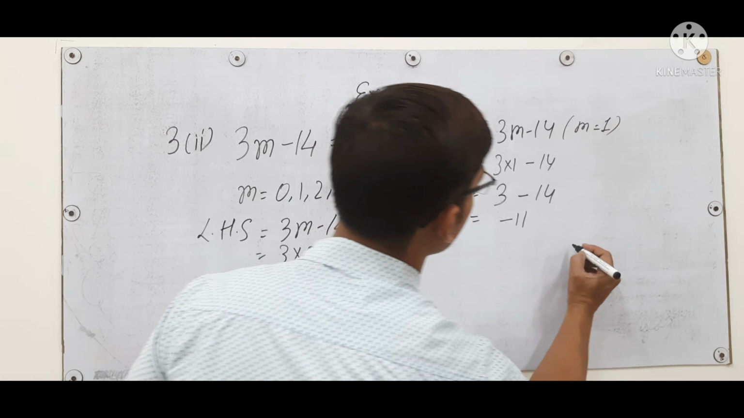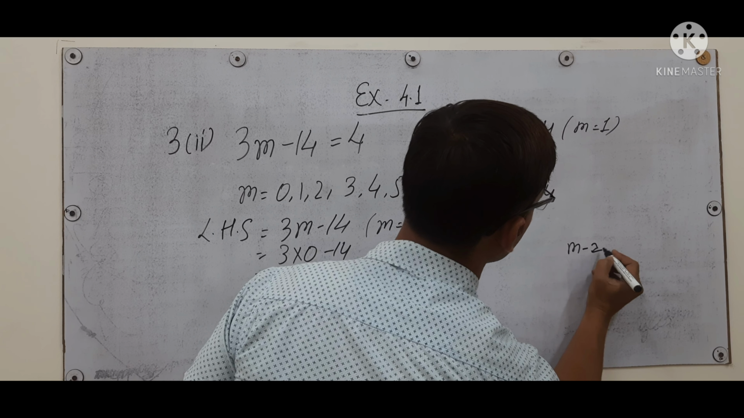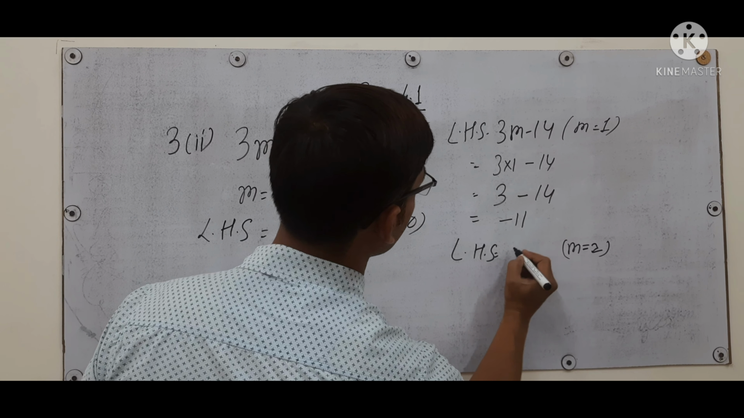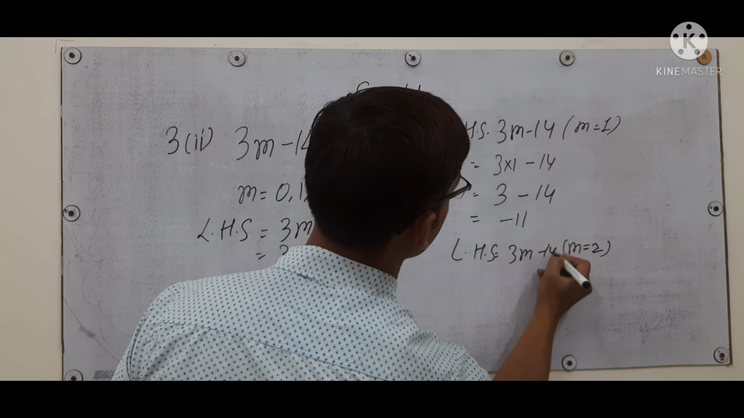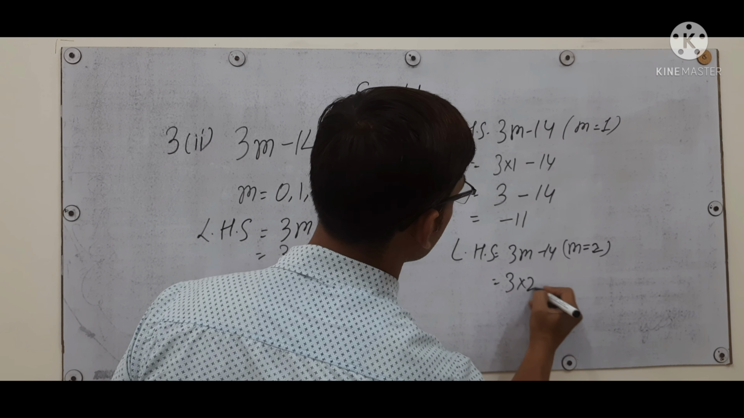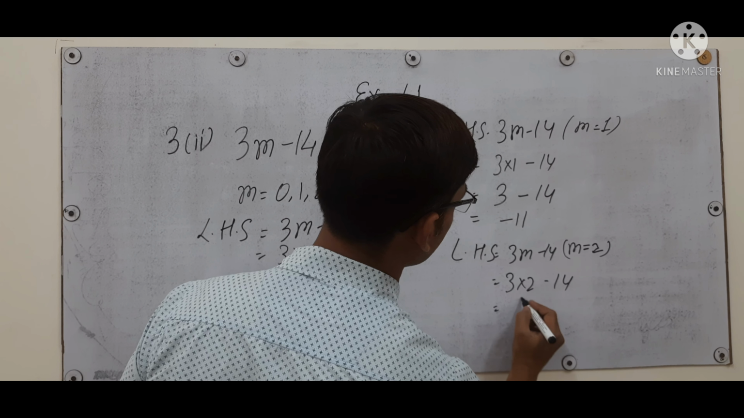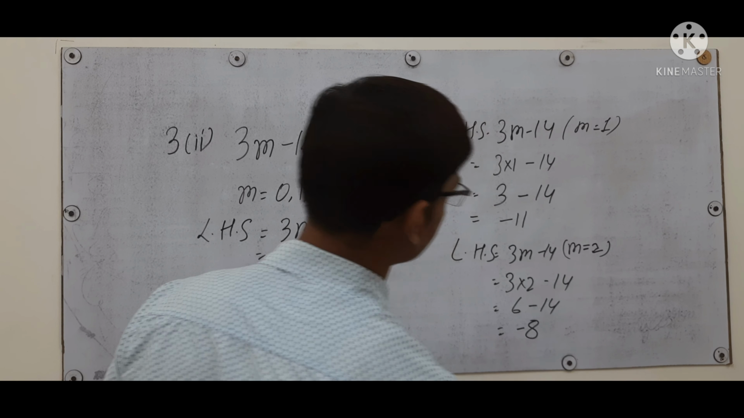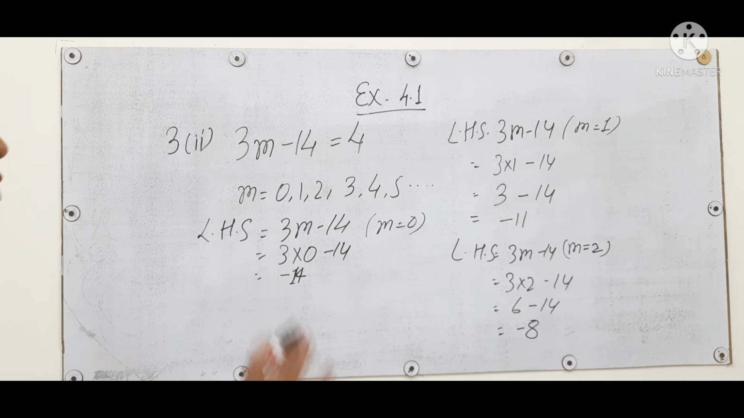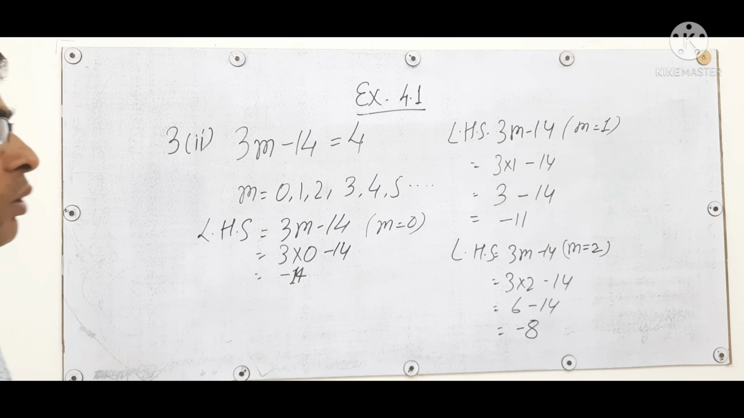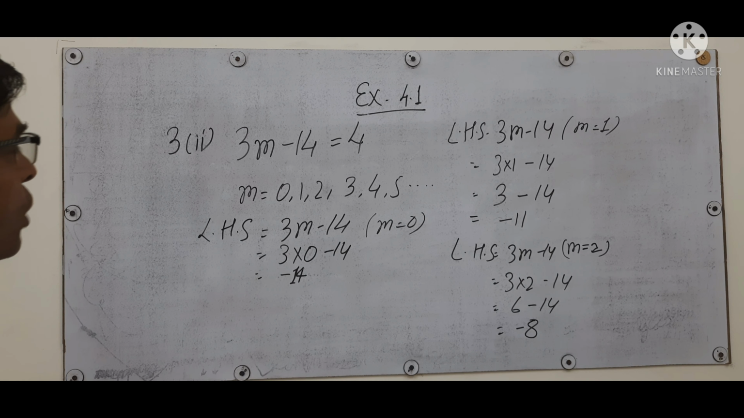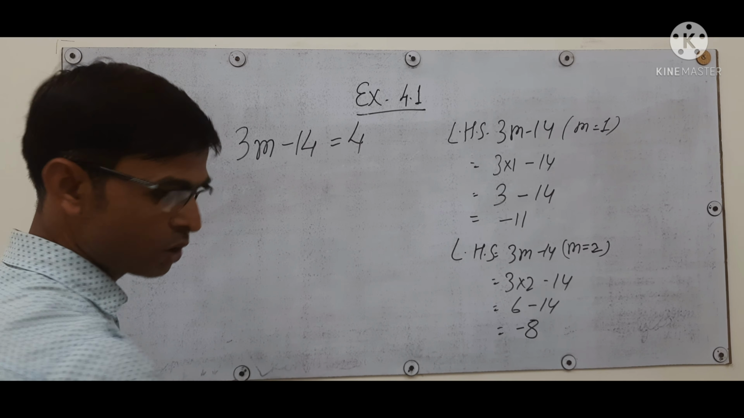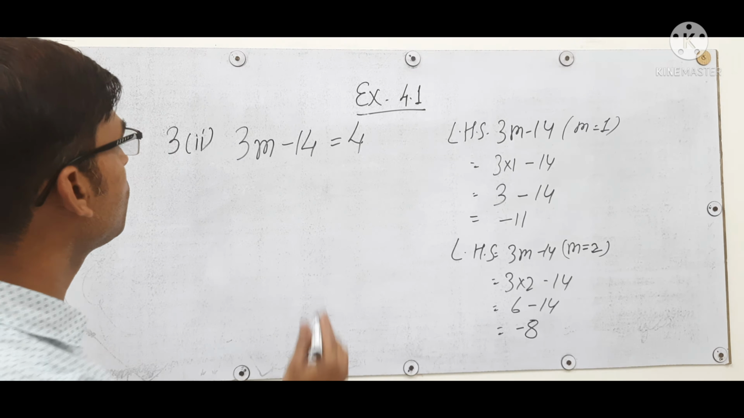Okay. Now we will put for solution m equal to 2. When we put m equal to 2, then the left hand side portion is 3m minus 14. Let's check it. So 3 cross 2 minus 14, and it will be 6 minus 14. So the answer will be minus 8. So we find that when we put 0, 1, 2, the left hand side is not equal to the right hand side. Now we will check for another solution, that is when we put m equal to 3.